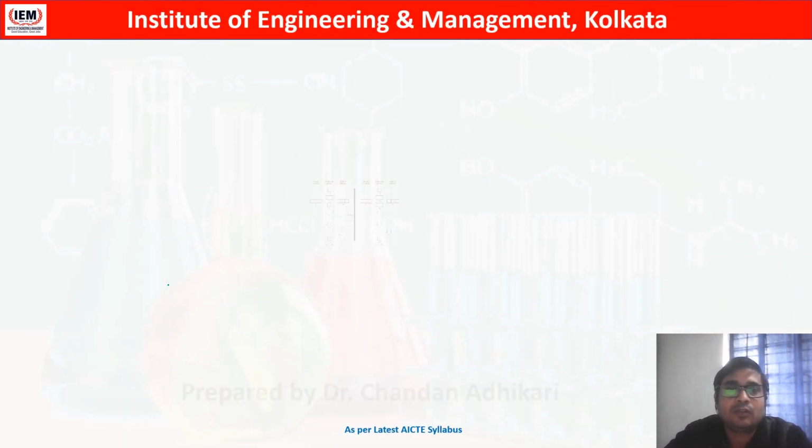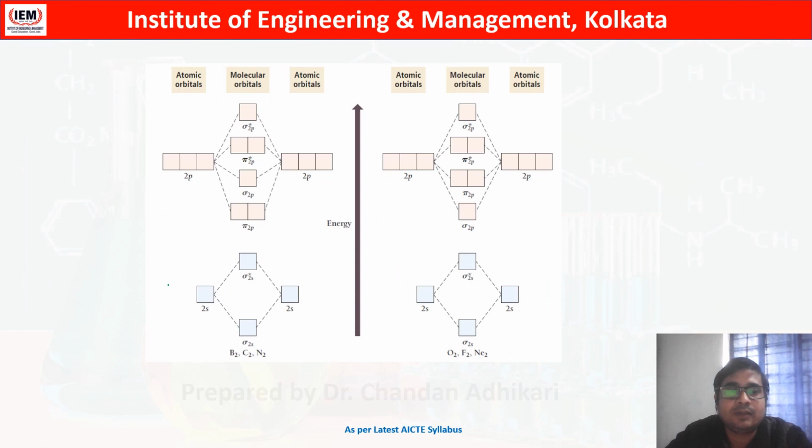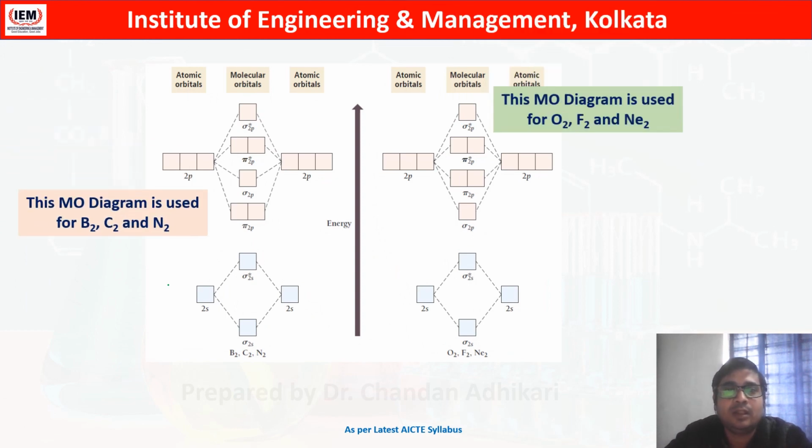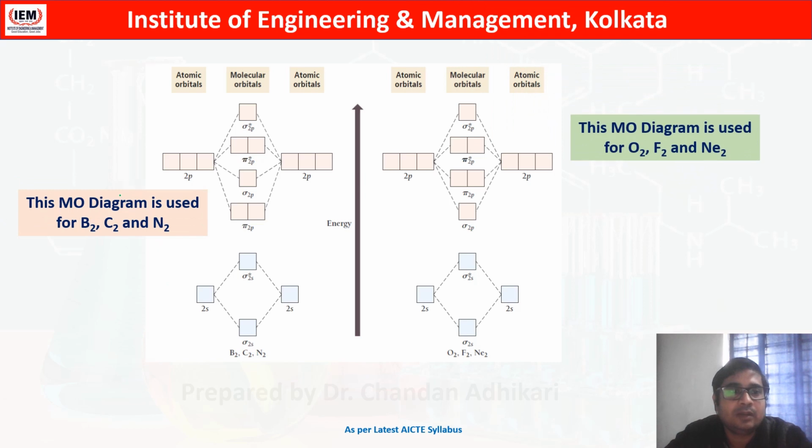So now if we go for the other molecule, this is very interesting, because if we remember only the left side MO diagram, then this can be used for the molecular orbital diagram of boron, carbon and nitrogen, and this side MO diagram can be used to describe oxygen, fluorine and neon. Now what is the difference?